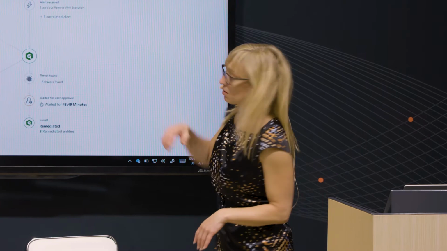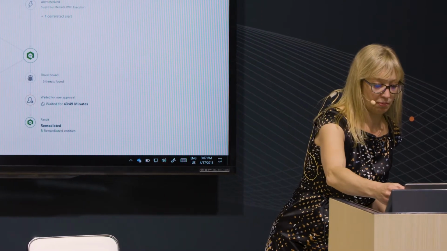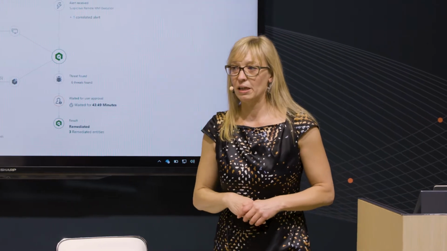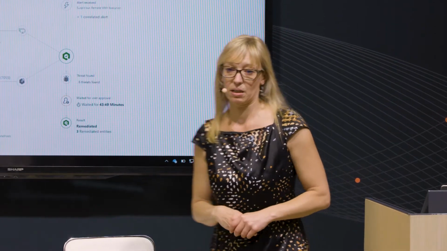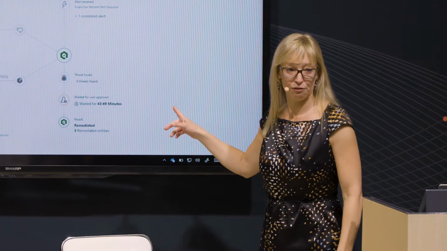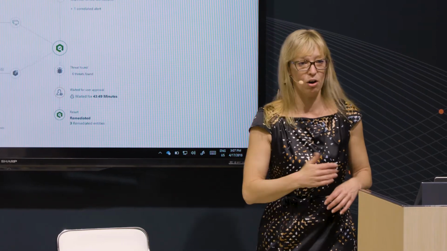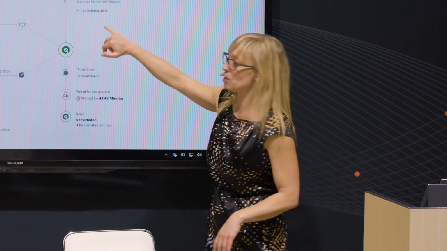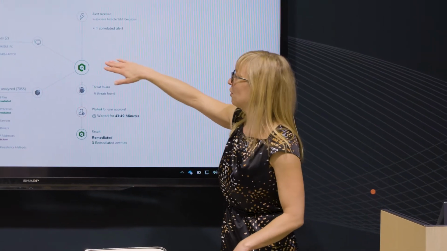So we can see that this investigation and remediation took 1 hour and 2 minutes, but it was actually waiting 45 minutes for an approval to do this remediation. So this shouldn't happen. You should have these kind of things just fully automated, remediated out of your network. So we can see there was a suspicious alert. This is the name of the alert.